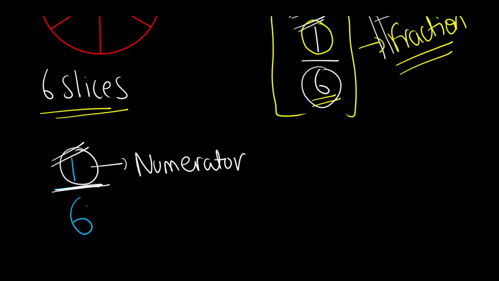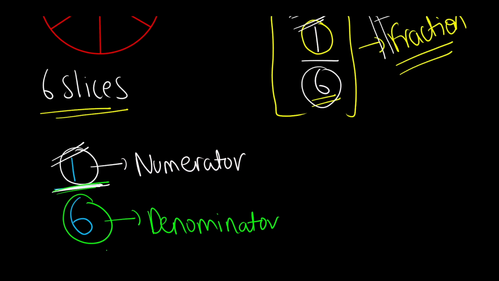Now on the other hand, the number below this line is called the denominator. And over here 6 is the denominator. And if you're wondering, this line over here is called the vinculum.